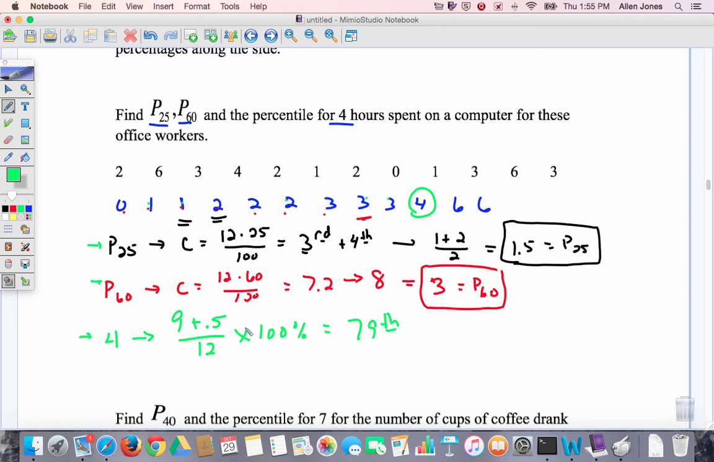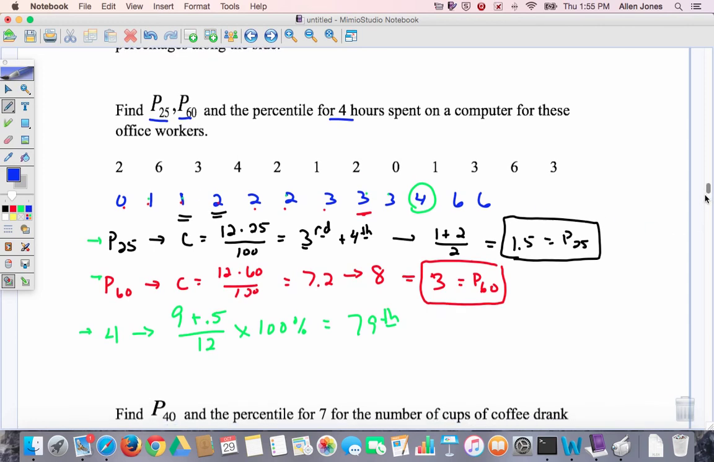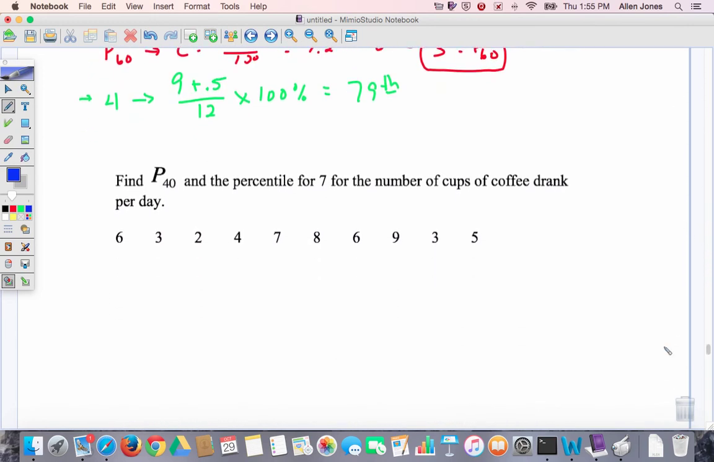So these two processes were the same. This was a completely different process that we went over to start the day. So there's 25th, 60th, and the percentile rank for number 4. 3 separate problems there, so we do have 3 separate answers. Just to make sure we're clear, we're going to go through that a second time.